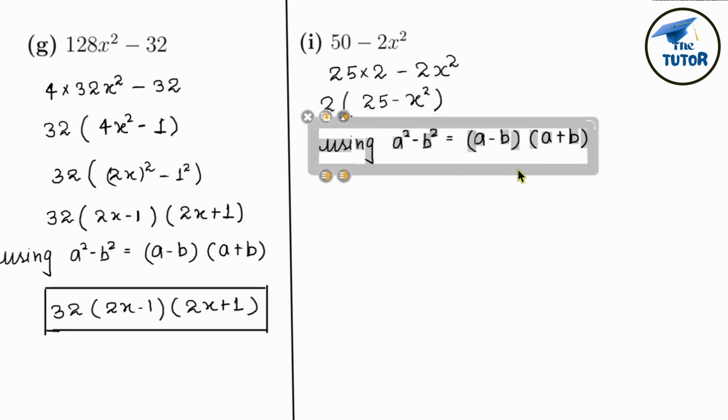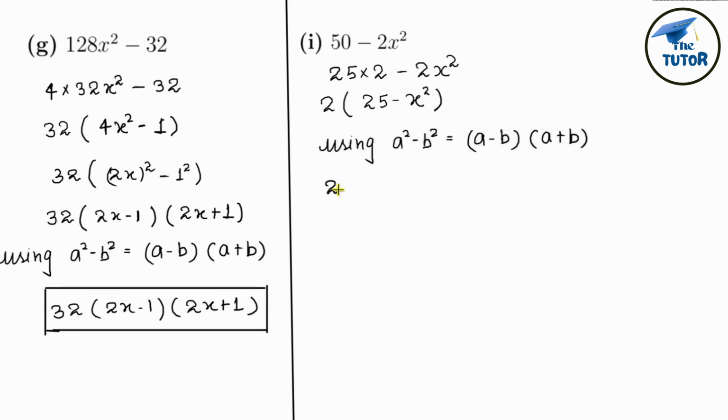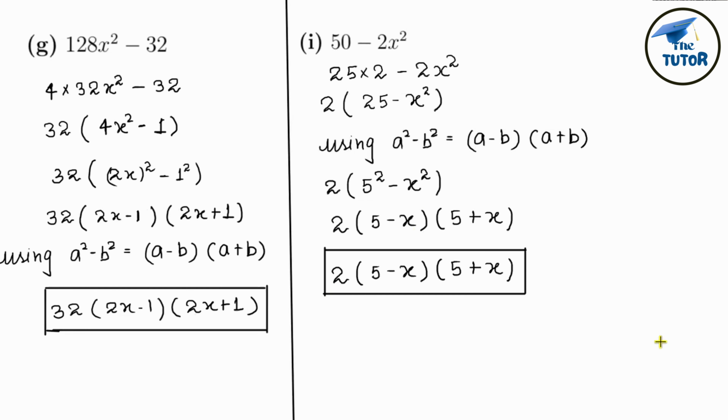I will use the same identity. Here, we can write that 2 in bracket, 25 is 5 square, right? And minus x square. We can further expand this square as 5 minus x, 5 plus x. And this is your final answer: 2 in bracket 5 minus x in bracket 5 plus x.